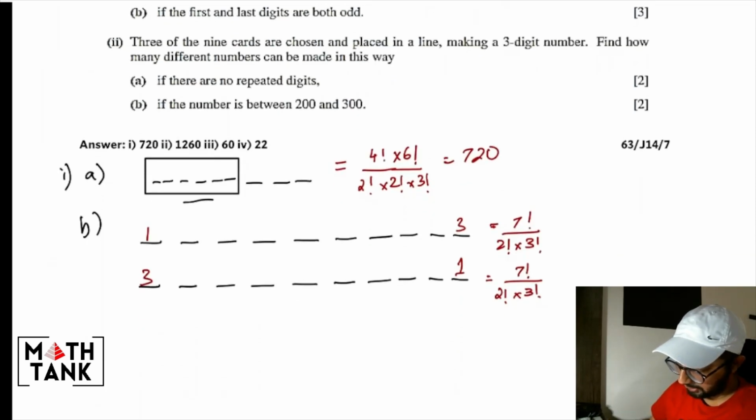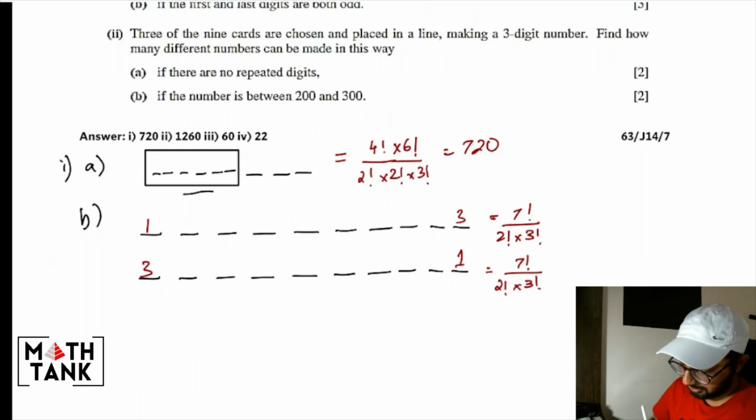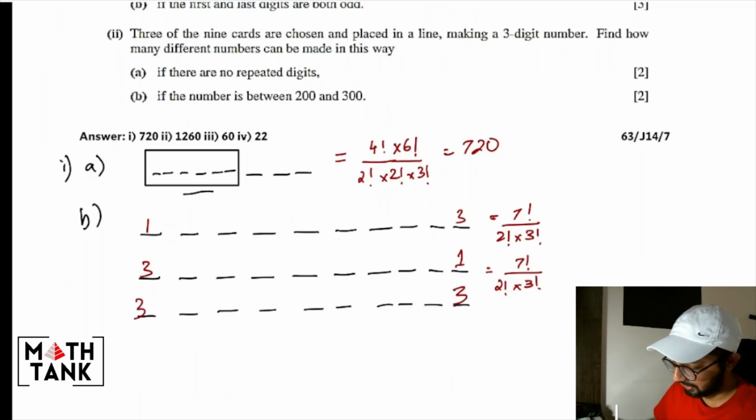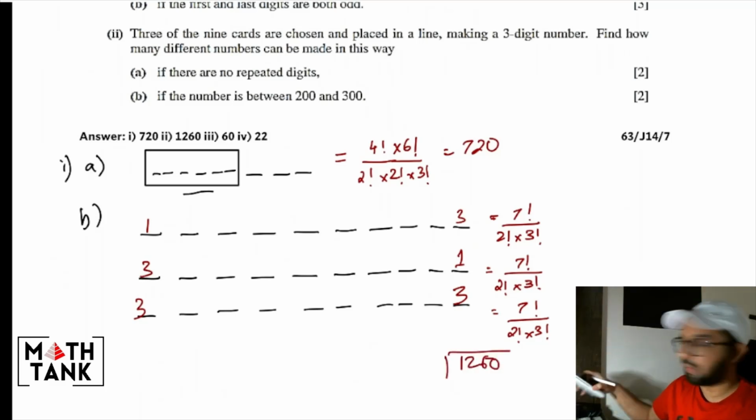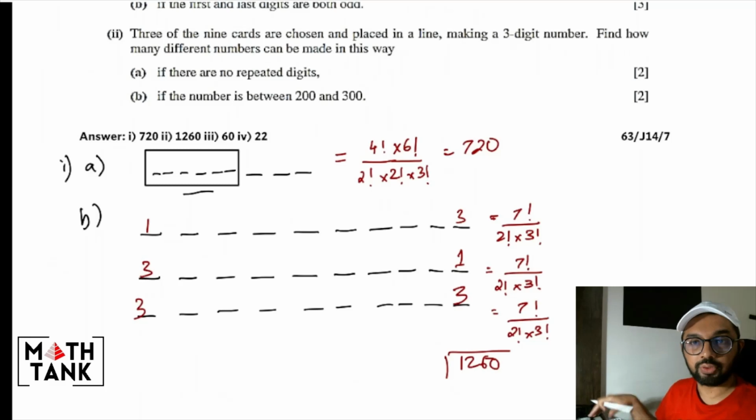Oh, there's a third case involved. Oh, my bad. I could have a third case as well, where I have a 3 at the start and I have a 3 at the end as well. So that's another case. So in that case, that's 7 factorial over 2 factorial into 3 factorial. So 840 plus 420. That gives me 1260. Yeah, that's the correct answer then. Okay, there's a third case involved as well. So just make sure that you count that as well.